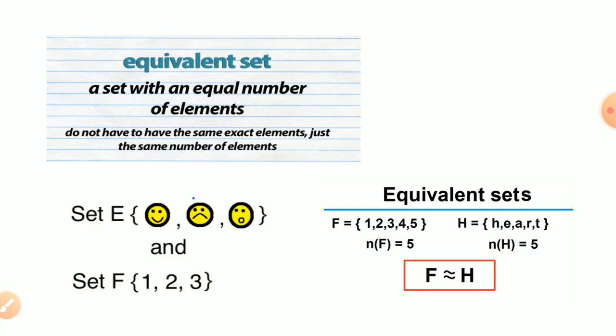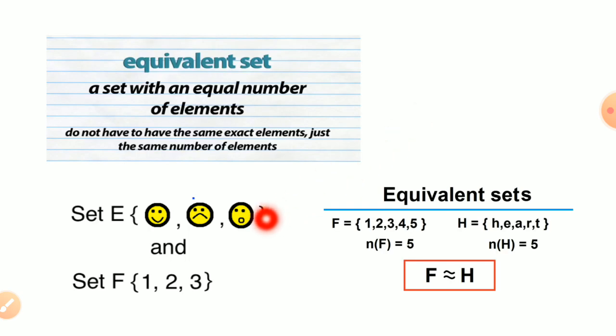One more example, set E which contains 3 emojis and set F which contains 3 numbers. Elements are entirely different, but the number of elements is the same. Set E has 3 elements, set F has 3 elements. So we will say set E and set F are equivalent sets. Clear? Moving forward.